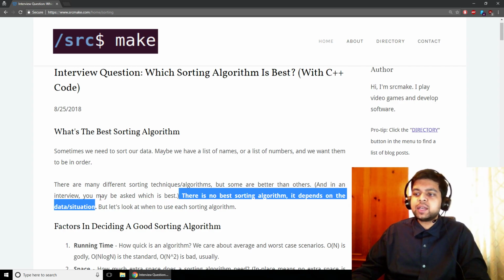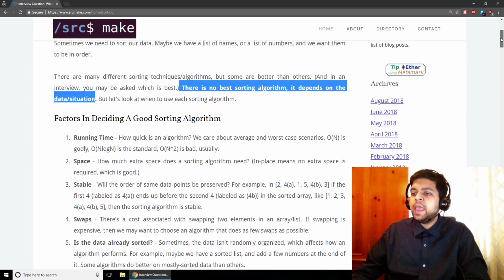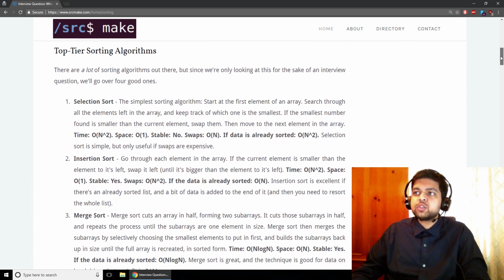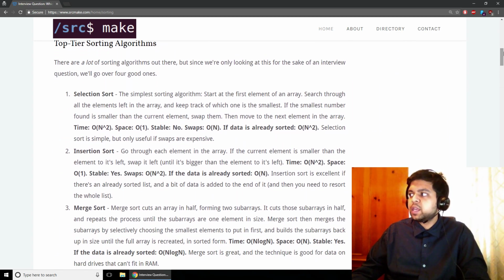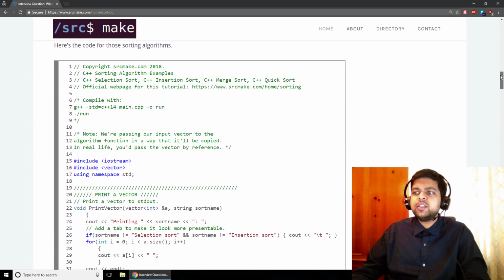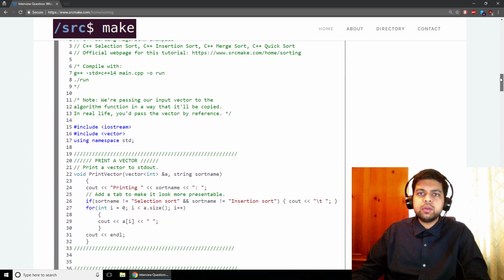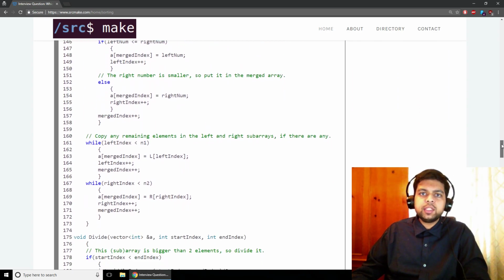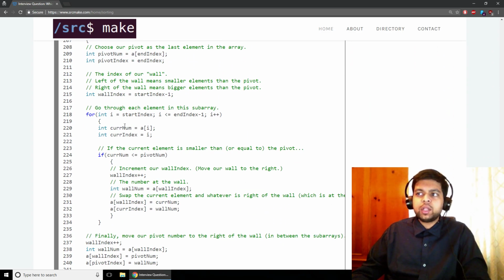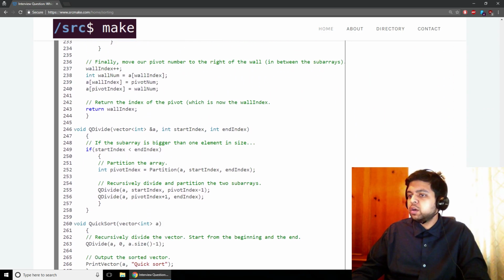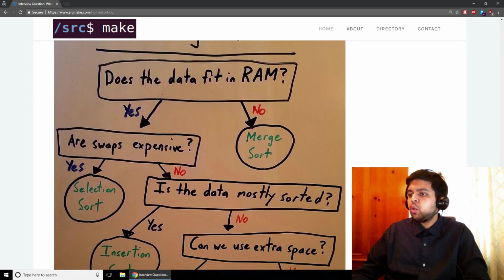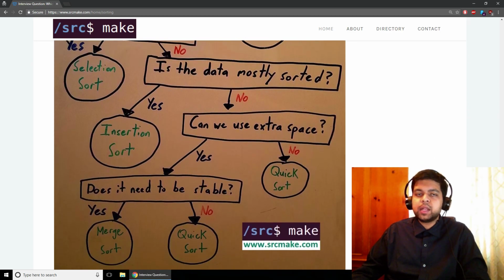And I know that sounds a little vague, so what we're going to do in this video is look at the factors that decide a good sorting algorithm. There are six of them that we care about. We are going to look at some top tier sorting algorithms, and there are four of them that are really important. And then there's going to be some code that I'm not going to go through, but you can read it after you watch this video if you want to, that shows you how you actually implement these four sorting algorithms. And I wrote a lot of nice comments, so it should be easy for you to go through. And then we're going to look at this decision tree that determines what sorting algorithm we should use depending on the situation.